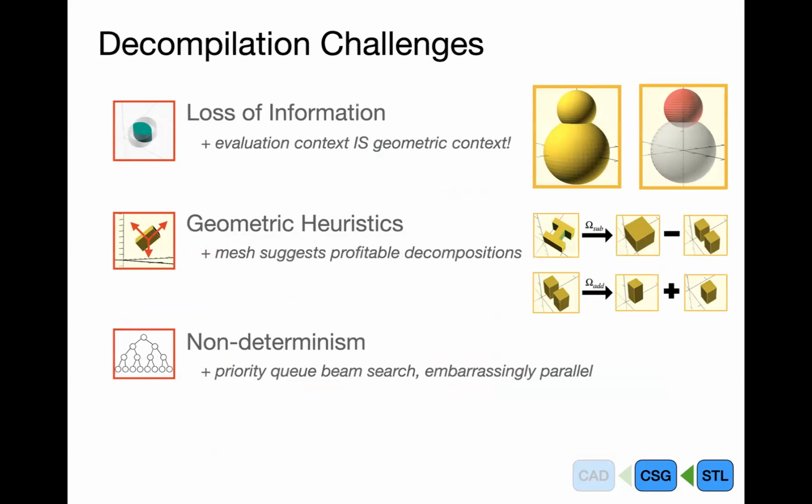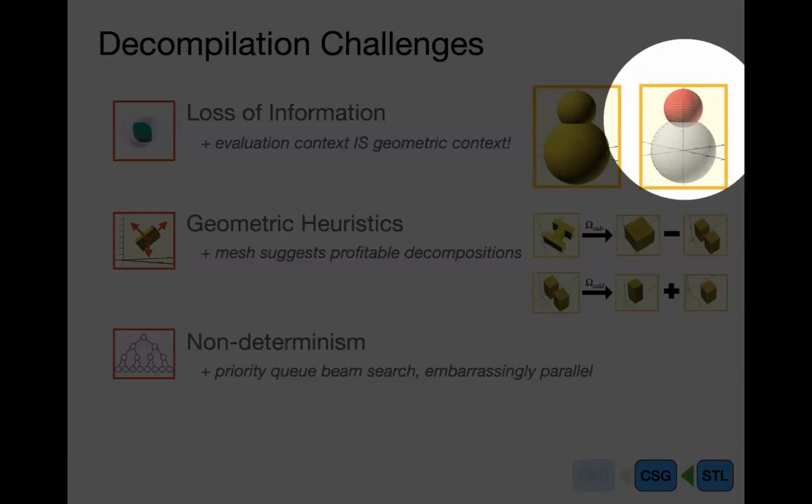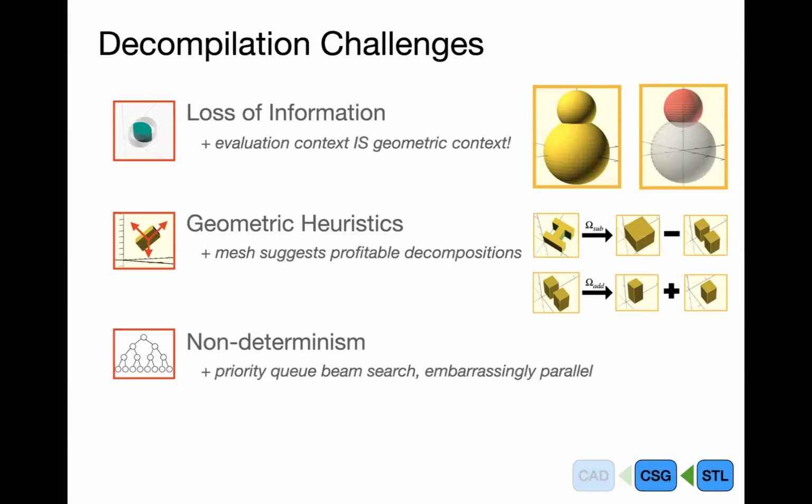I wanted to give some quick intuition about how we address these challenges. My favorite by far is dealing with the loss of information. It turns out that the evaluation context we use in the semantics precisely captured the geometric context in which you're trying to infer a CAD program to replace a mesh. This is extremely useful. Like we see in this snowman example in the upper right, if I'm trying to infer some CAD for that red sphere, and I just look at the way it appears in the final mesh, it's a harder problem because I need this truncated sphere.